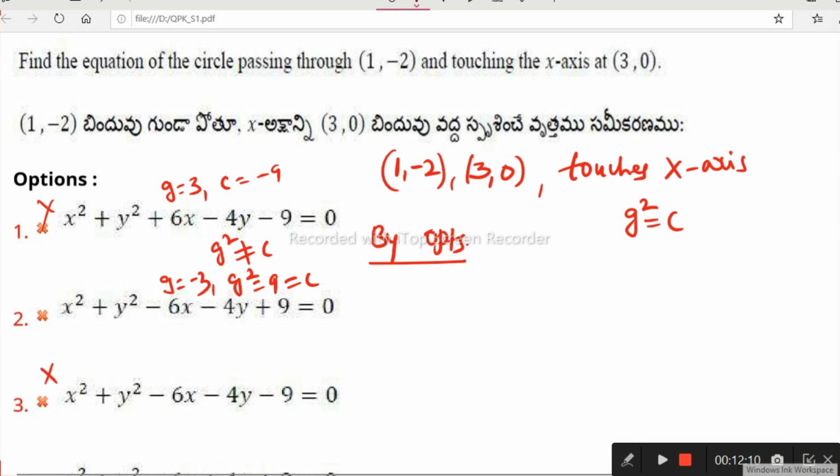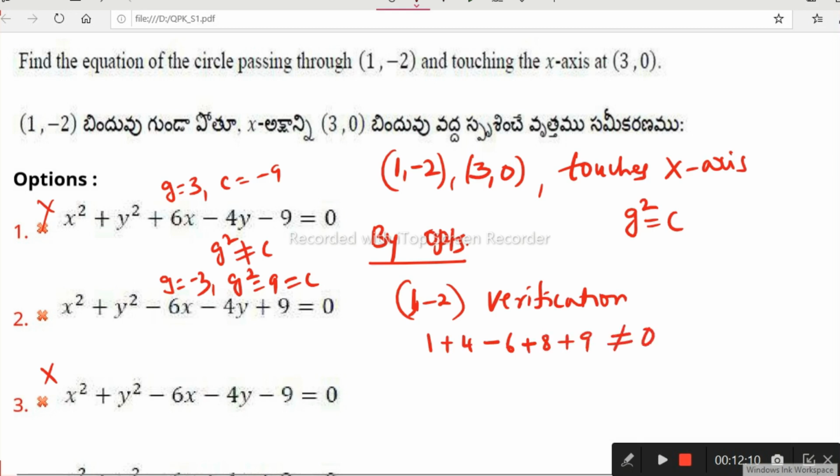Now we thought the second option maybe, so let us do the points verification in the second option. First, g square equals c is not there in the first option and the third option. Now, in the second option, I am doing the verification of (1, -2). Since it says circle passing through, let us check that. In place of x and y we can substitute: (-1) square is 1, plus (-2) square is 4, minus 6, minus 4 into -2 plus 8 plus 9. Is it 0? No, it's not at all 0. So this option is also not correct. That means the first three options are not correct.